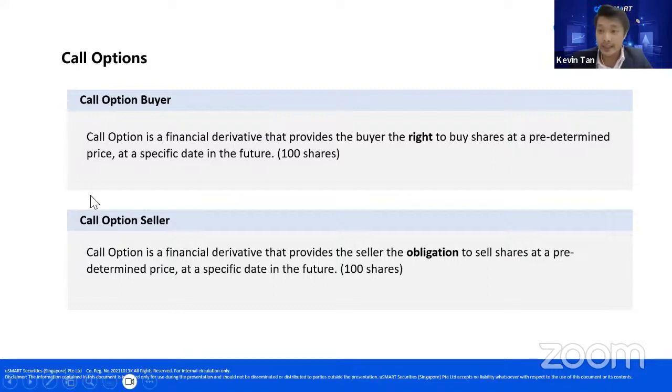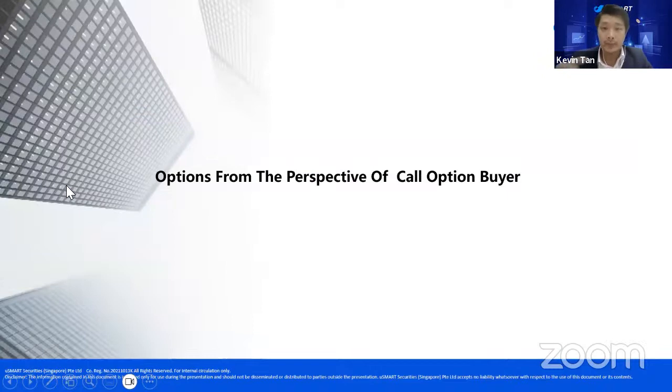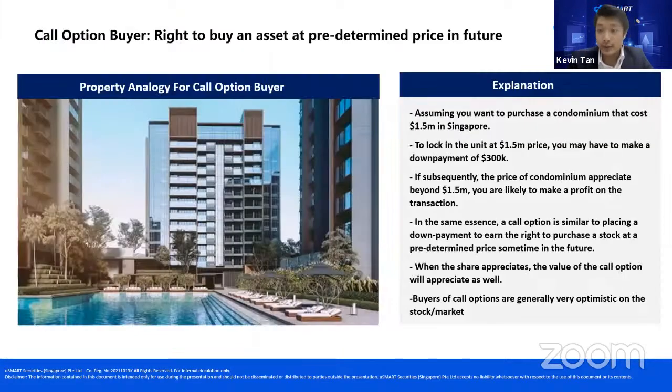Okay, now this may sound very heavy or very technical, so I will try to use some simple analogies, real life context, to help you simplify it. So first, let's start from understanding the perspective of a call option buyer. As we talked about, a call option buyer is really about having the right to buy a share at a specific price sometime in the future.